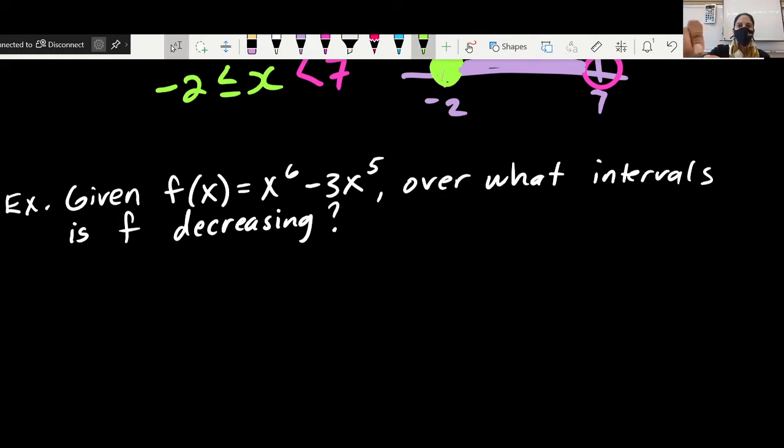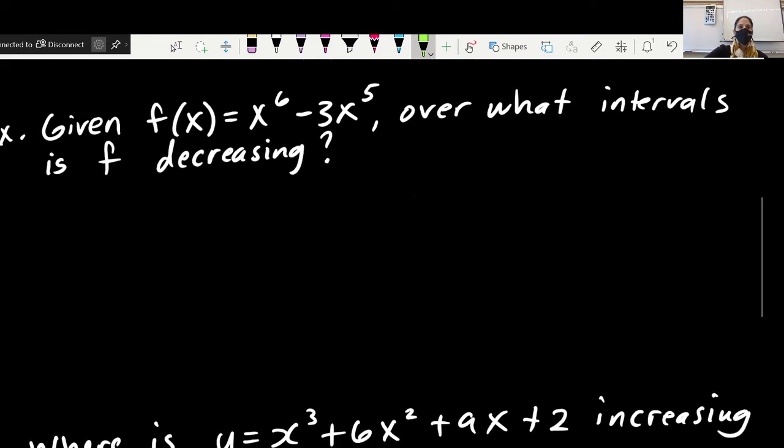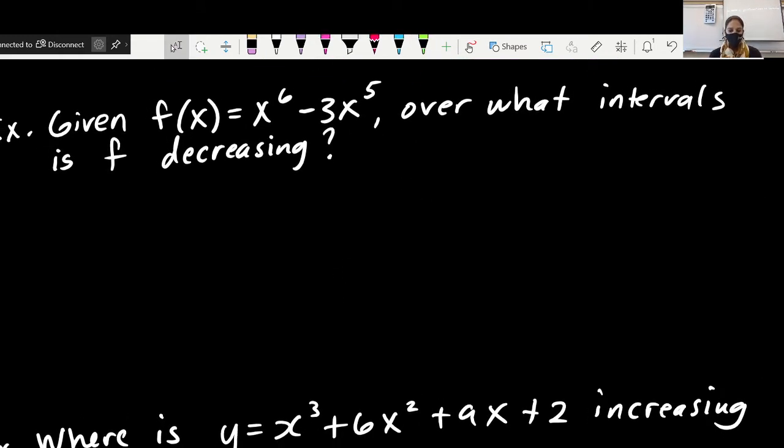Okay, so we haven't quite done this before, so let's go through this together. First of all, if we are looking to see if something is decreasing, we want to find the derivative. So we want to do f prime of x.